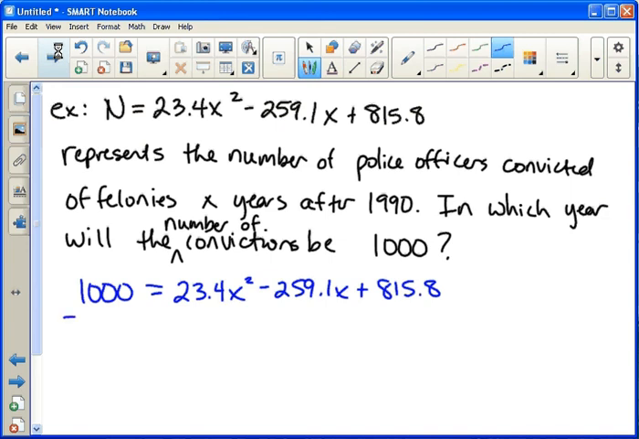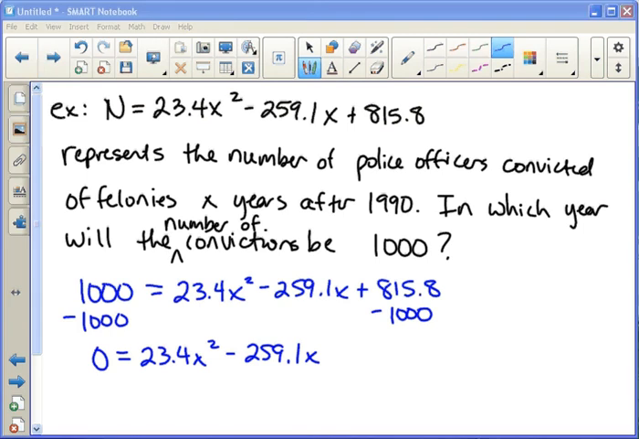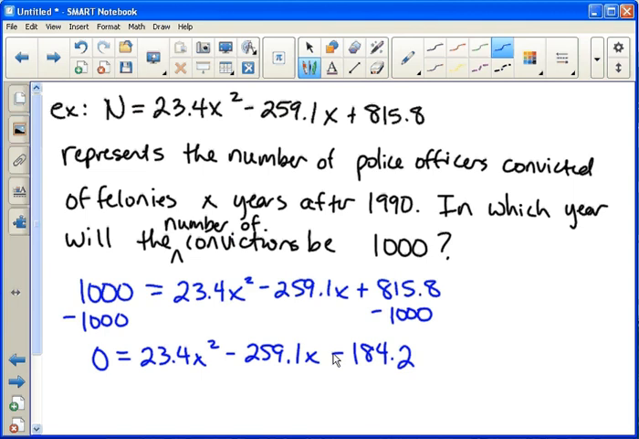And that will give us 0 equals 23.4x squared minus 259.1x. And let's see, 815.8 minus 1,000. Give me just a second. Gives us negative 184.2. Now we're ready to go and plug it into the quadratic formula.